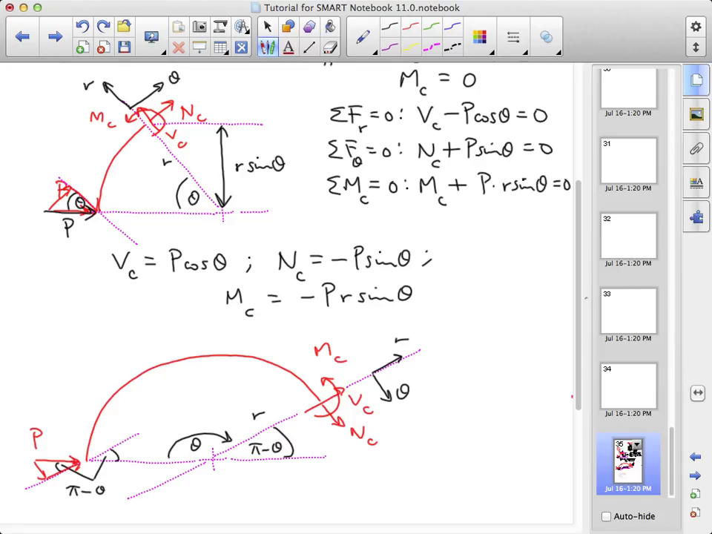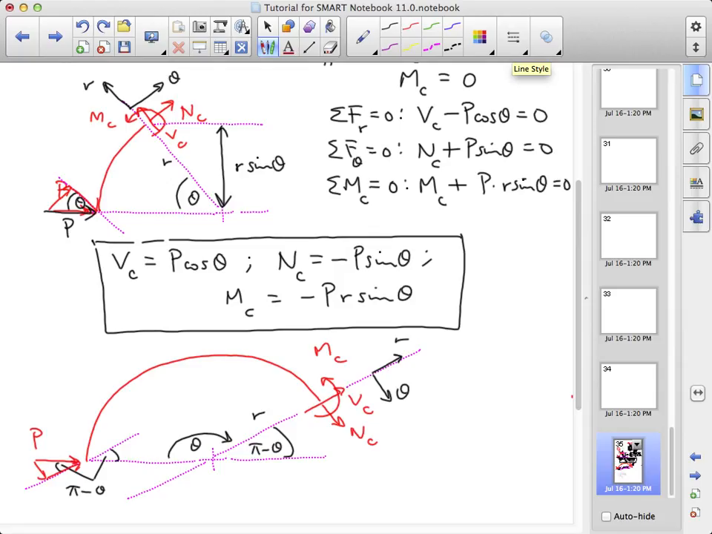Here we have a sketch of what would be different if theta were an obtuse angle. We're still going to use our polar coordinate system with r and theta, and we still have to resolve p into components in the radial and circumferential directions. On the basis of this sketch, and using the fact that cosine of pi minus theta is minus cosine theta, and sine of pi minus theta is the same as sine theta, we could show we get exactly the same expressions considering theta to be an obtuse angle as an acute angle.